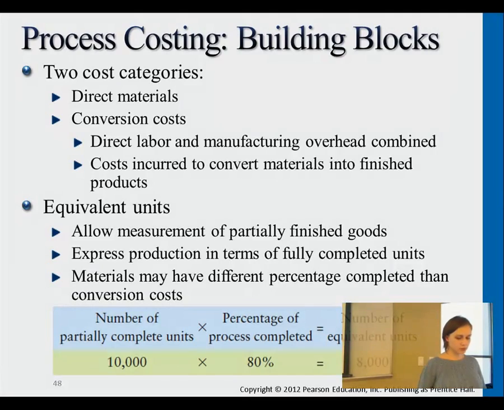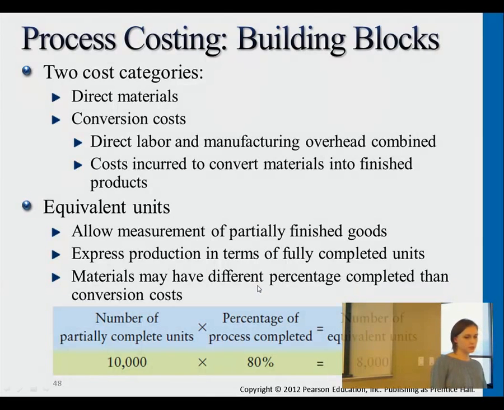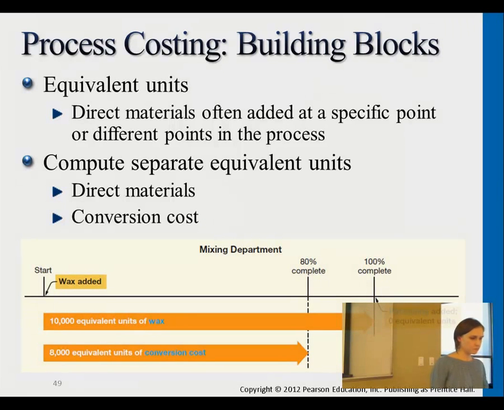Another important point: my materials may have a different percentage of completion than the conversion cost. We'll see that in the example. So let me show you this on the example. Why am I saying that direct materials may have a different percentage completed than conversion cost? Sometimes my direct materials are added at a specific, different point in the process.